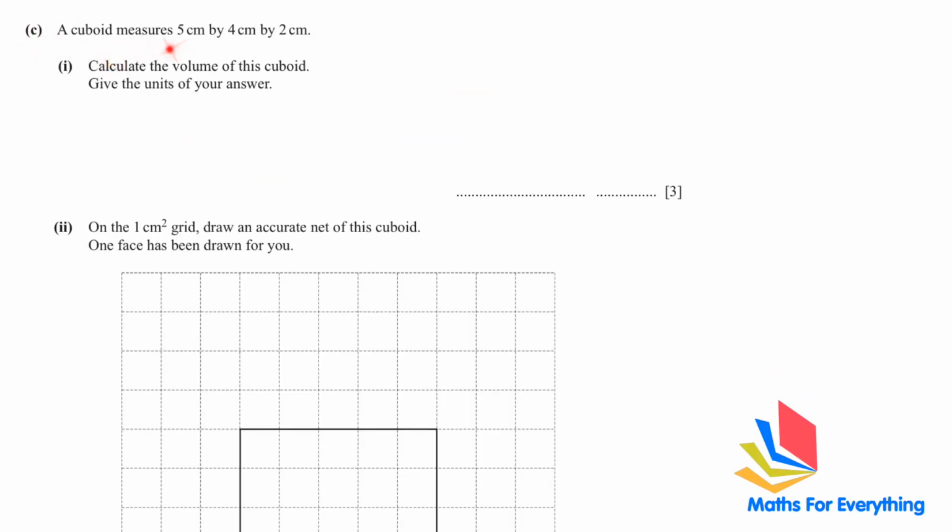Next question. A cuboid measures 5 centimeters by 4 centimeters by 2 centimeters. Calculate the volume of this cuboid and give the units of your answer. A very easy question. Volume of a cuboid is equal to length times width times height. So 5 times 4 times 2. That is 40. And the unit is centimeter. Because it is a volume, we will write cubed. So cubic centimeters is your answer.